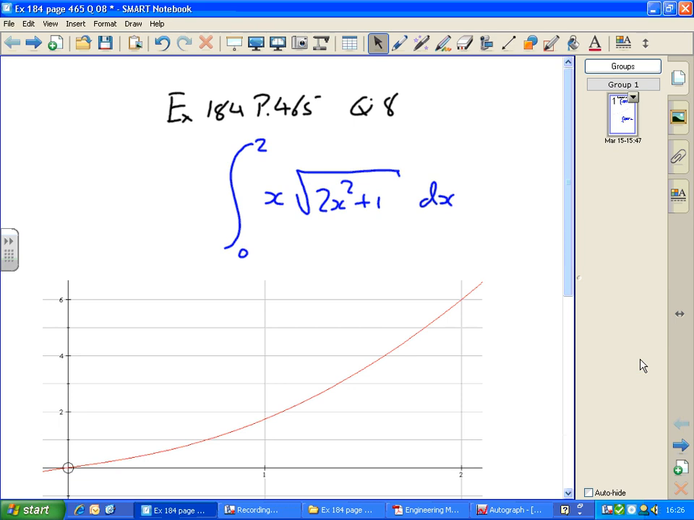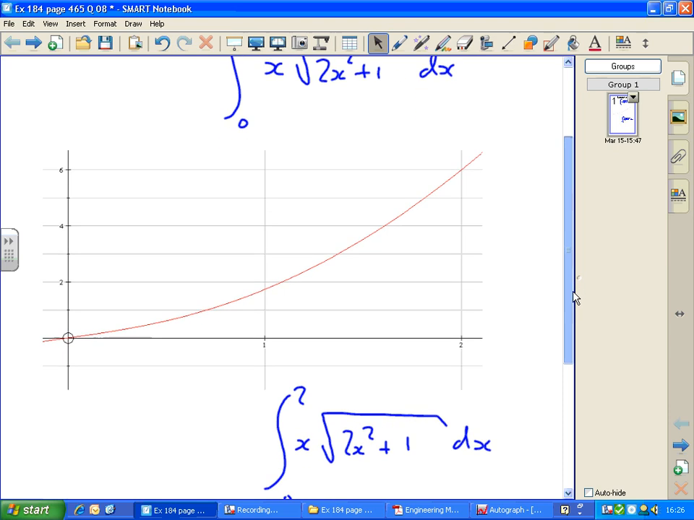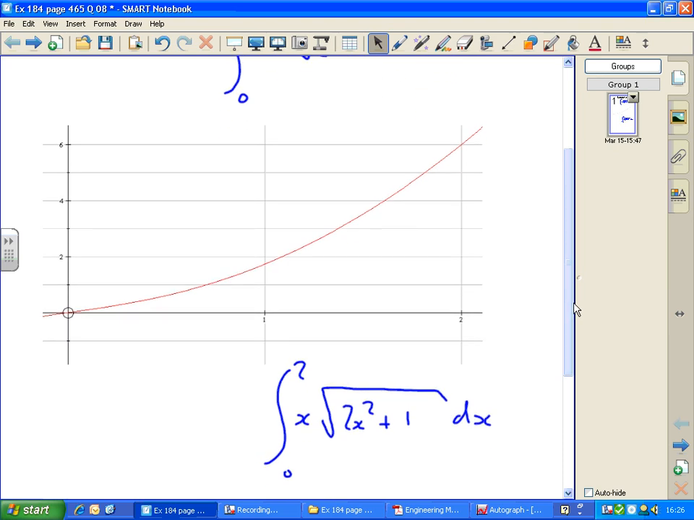Exercise 184, page 465, question 8. Integrate this function, x root 2x squared plus 1 between 0 and 2. So again, integrating finds the area under the curve, and this is what the curve looks like. Between the limits 0 and 2, we're finding that area. So we're finding this area here under the curve.